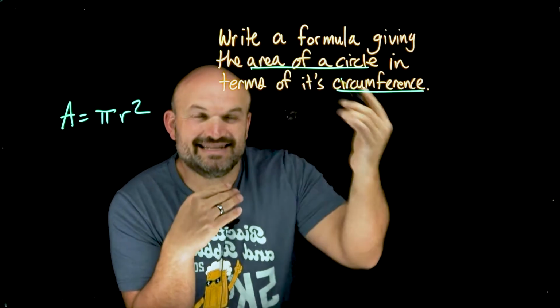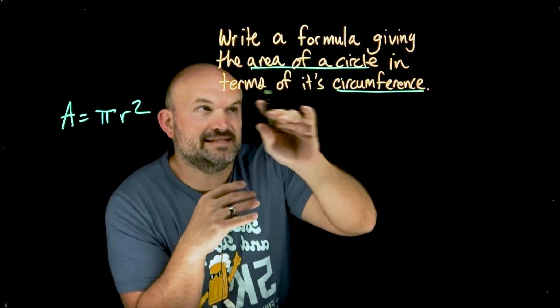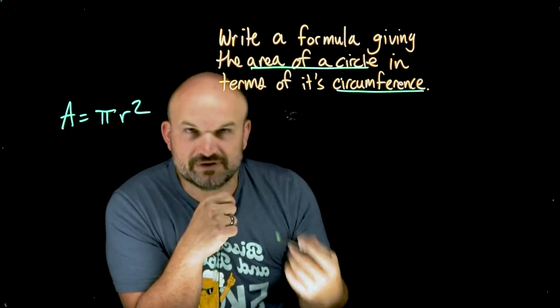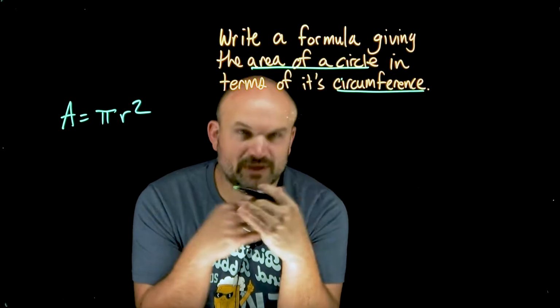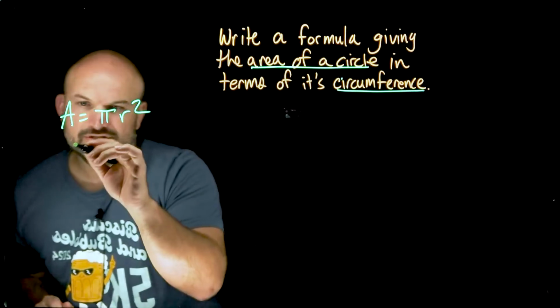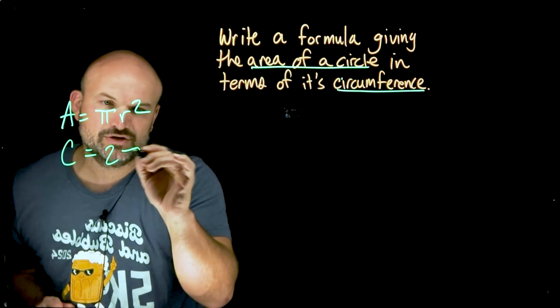We have the area of a circle: area equals pi r squared. Once I see it, I'm just going to write it down. And the same thing, it says in terms of the circumference. You might forget the formula for circumference. Just remember, circumference equals 2 pi r.